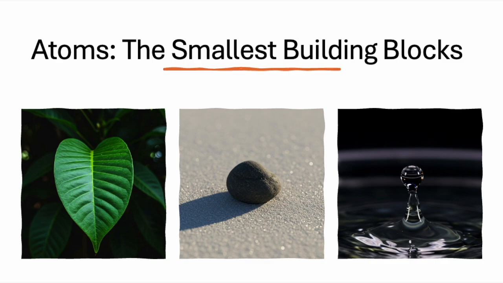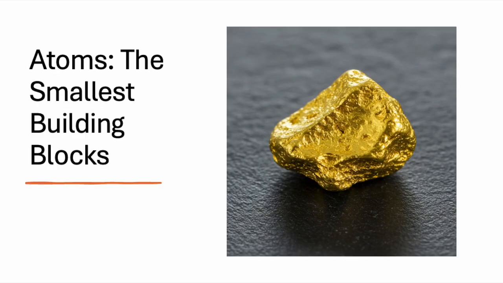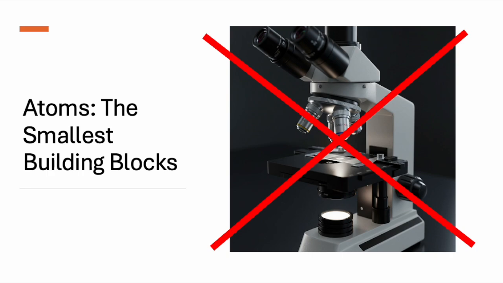Imagine you have a piece of gold. If you could keep cutting it into smaller and smaller pieces, you'd eventually end up with the smallest possible piece of gold that still behaves like gold. That's an atom. Atoms are the building blocks of everything in the universe. They're so small you can't even see them with a regular microscope.